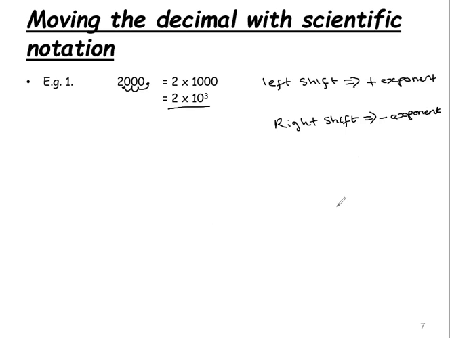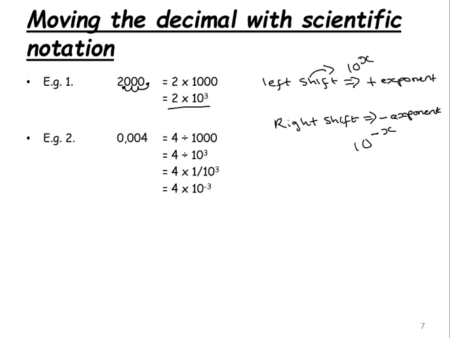So for the left shift, you're going to get 10 to the exponent of a specific positive number, so I'll just put x, and for the right shift, you're going to get 10 to the negative exponent of a specific number. So basically, if you get something like that, that's what it means.